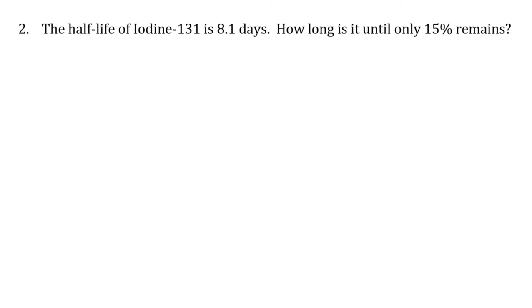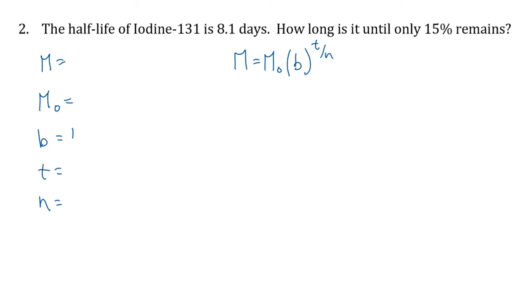Okay, so the half-life is one of the ones where it gives us the multiplier. So I'm going to say m for mass equals m naught, we're using the b one here, to the t over n. So m equals, m naught equals, b equals, t equals, and n equals. I'm going to skip m and m naught for now. What's b? 0.5 or 1/2. Yep. What's t? 8.1. No.